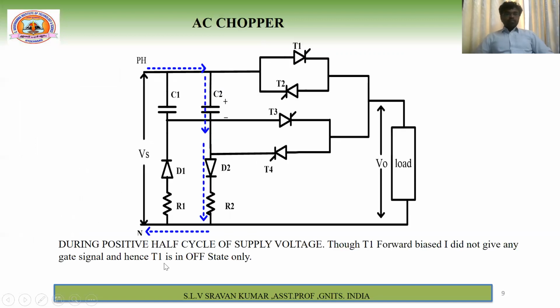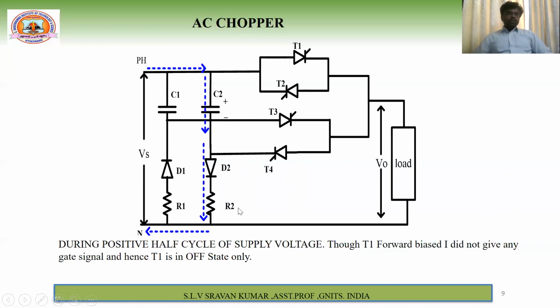So first, initially, assume during the positive half cycle, all SCRs are in off state because I am not giving any gating pulse. Some devices are forward biased, but I am not giving any gating pulse. So though all SCRs are in off state, the current will flow in this fashion. The current cannot flow in this direction because the diode is reverse biased here. So the total current will flow like this. Okay, right. So then the capacitor is charged. So once the capacitor is charged like this, this capacitor is charged with some constant voltage Vs, right?